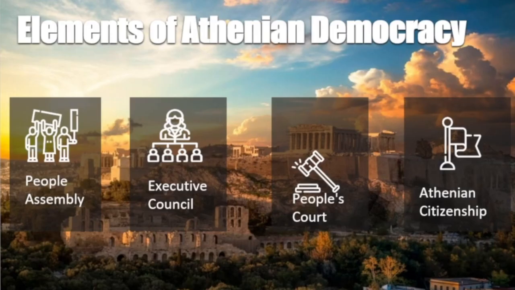Now let's look at the Athenian models of democracy. We will be focusing on the elements of Athenian democracy, and there are four: People's Assembly, Executive Council, People's Court, and the Athenian citizenship. Now, central to Athenian democracy was the People's Assembly, which is the first element, where all citizens over the age of 20 could attend and participate.